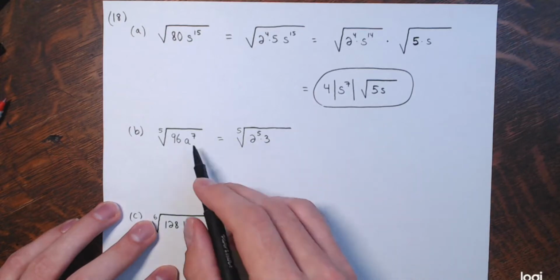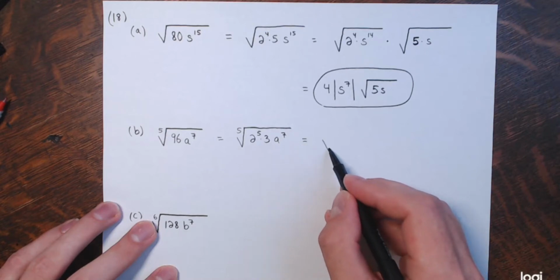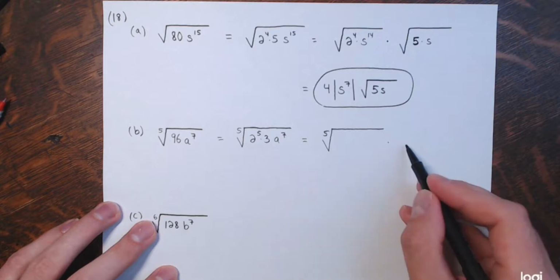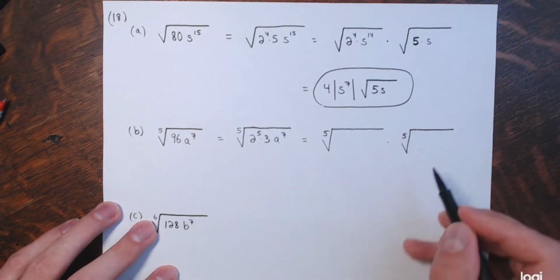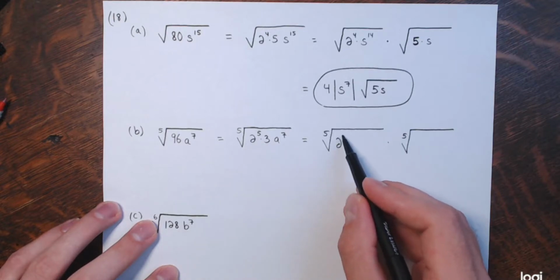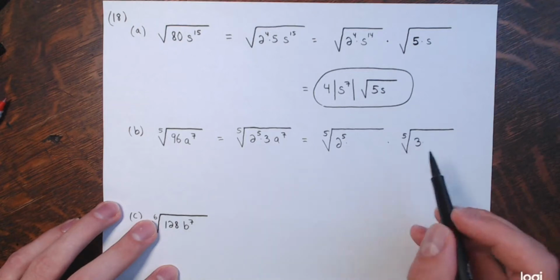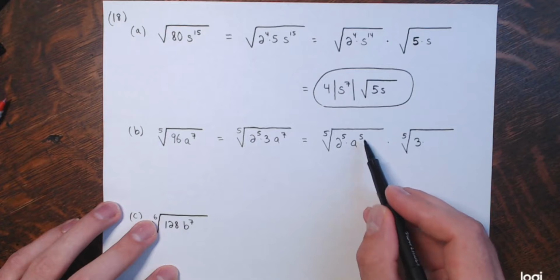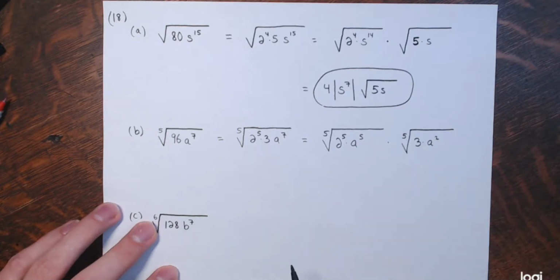96, and then you have a to the 7th. Once again, breaking this up with the product property to a 5th root of 5th powers times a 5th root of not 5th powers. Well, 2 to the 5th is clearly a 5th power. 3 is not a 5th power. And then a to the 7th can be broken up to a to the 5th, a 5th power, times a squared, you know, with a power less than 5, not a 5th power.